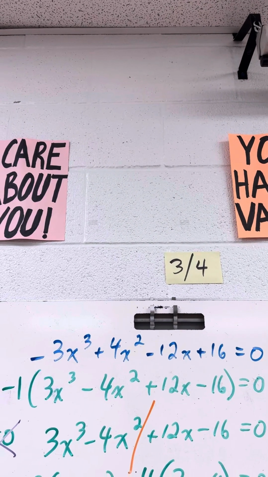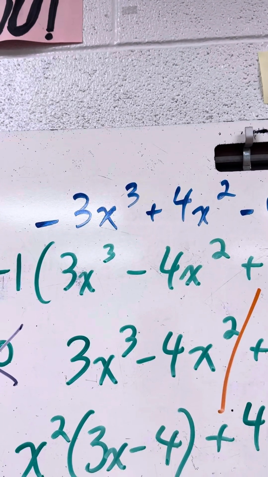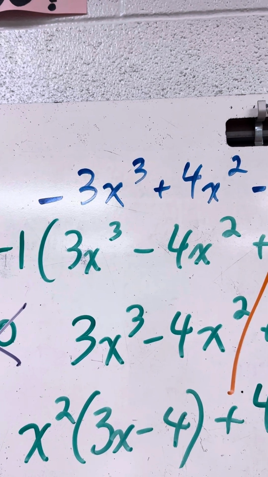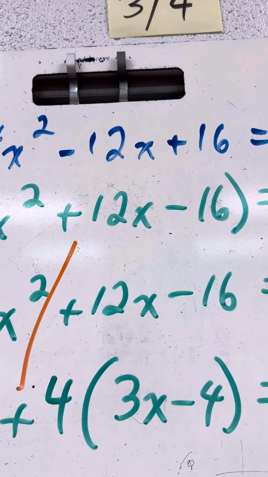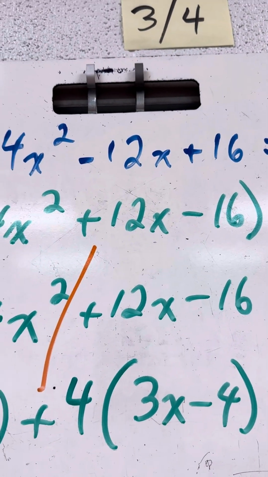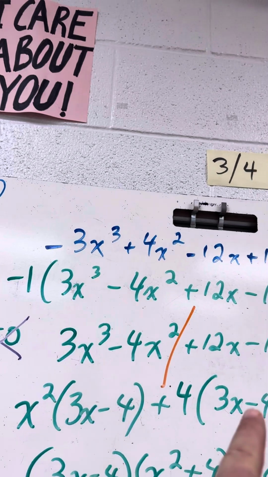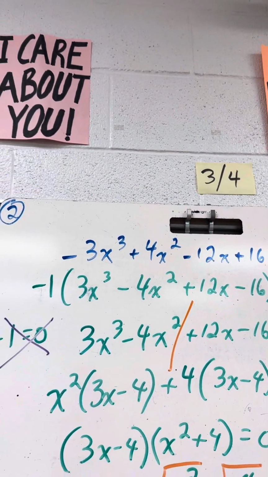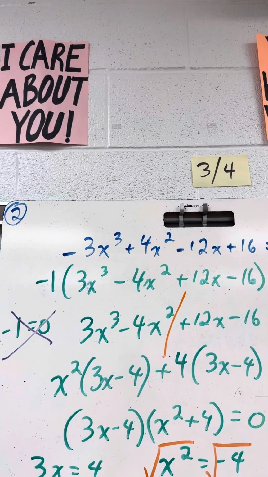We're going to factor by grouping, okay? What's common to these two guys? X squared. You're left with 3x minus 4. What's common to these two guys? 4. Well, you're left with 3x minus 4. When you do factor by grouping, these two are always going to be the same, always. So now what's common is the 3x minus 4, right? And you're left with x squared plus 4.